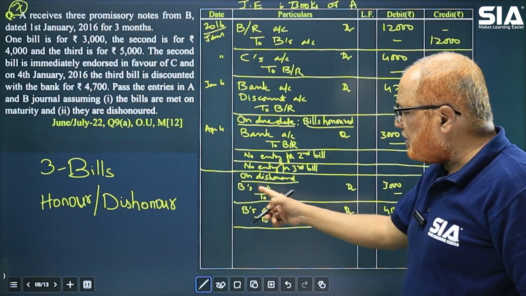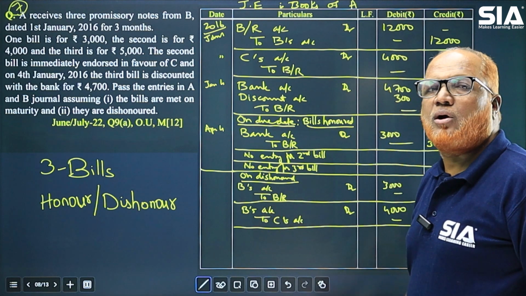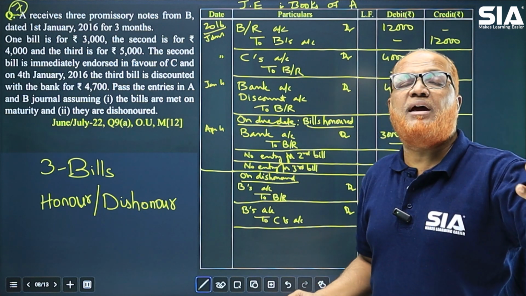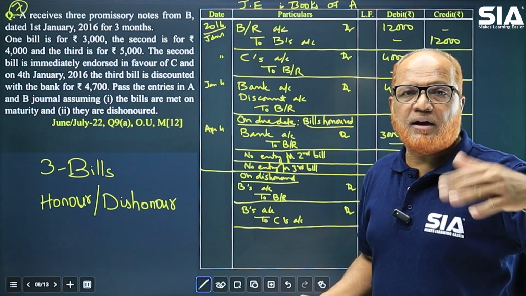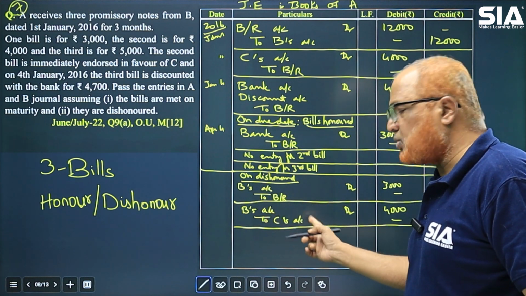Check first entry, B's account debtor to bills receivable. Second entry, B's account debtor to C's account, because it is dishonored. When the bill is dishonored, again we make a debtor, we make a debtor to B. So that's why B's account debtor to C's account.